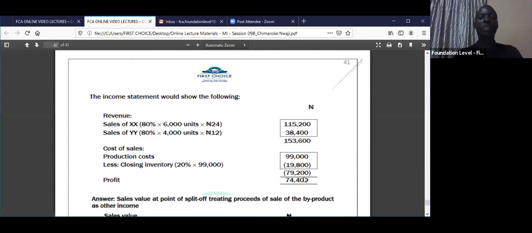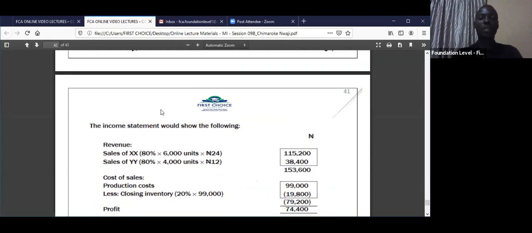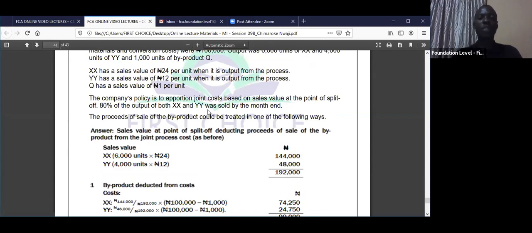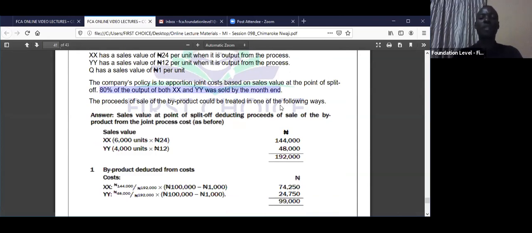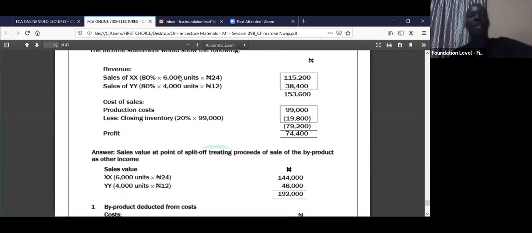And look at the income statement. Look at how the income statement will look like. Revenue, the major one. Okay, where do we get the 80%? They said the company's policy is to apportion joint cost on sales value at split off, and 80% of the outputs were sold at the end of the month. So they didn't sell everything. They sold 80%. So 80% of this 6,000, which is going to be like 4,000.